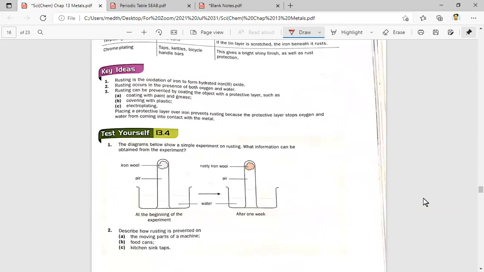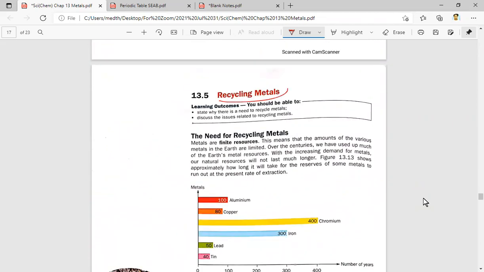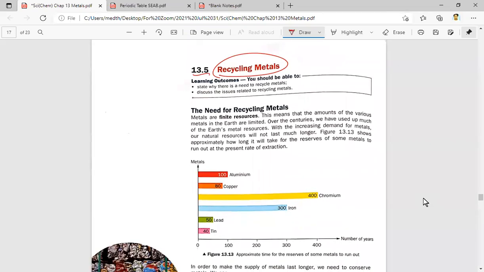For the rusting part. Lastly, we're going to go on to this final last part of metals, about recycling metals. Normally you realize this doesn't really come out in the exam, like you have to write a lot. The key idea here about 13.5 is really to appreciate metals a little bit more. A lot of things around us are made of metals. As such, as we study metals, I also want to let you all know that metals are actually quite precious. What do I mean by that? Metals are actually what we call finite resources. That means they are limited.